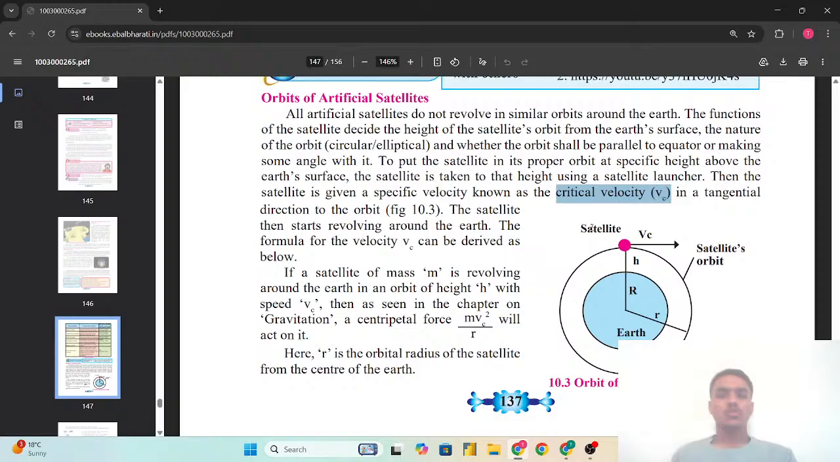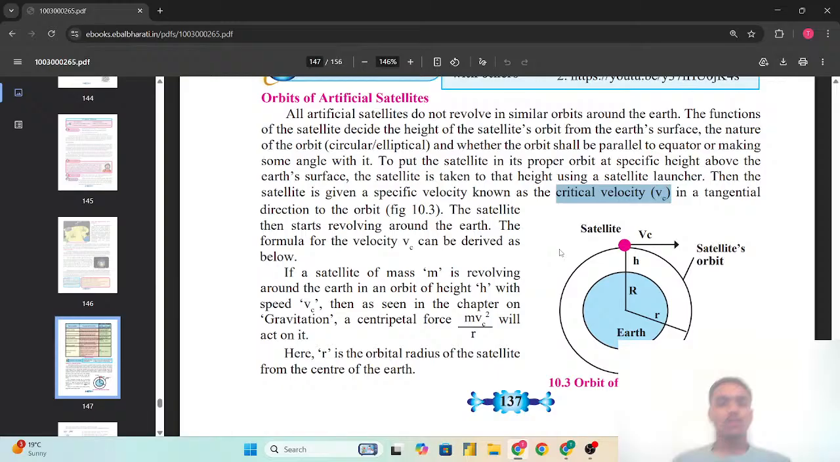So the formula can be derived as follows. If a satellite of mass m is revolving around the Earth in an orbit of height h with the speed vc, then as seen in the chapter on gravitation, a centripetal force mvc square upon r will act on it. Here, r is the orbital radius of the satellite from the center of the Earth, and m is the mass of that particular satellite.